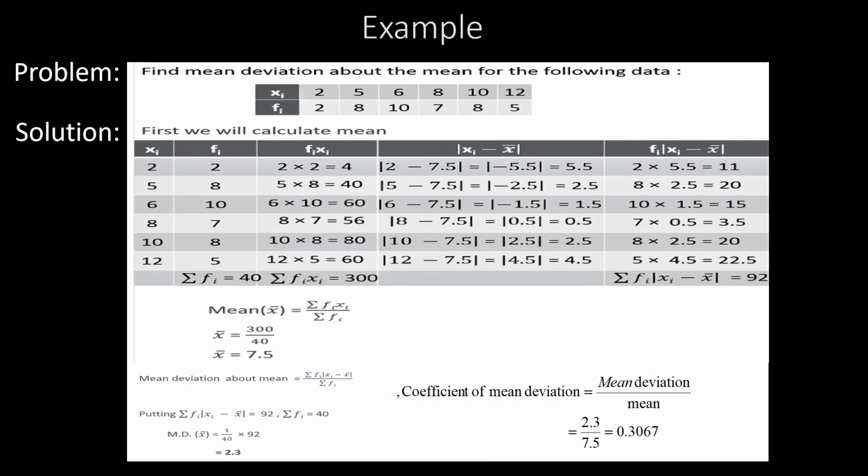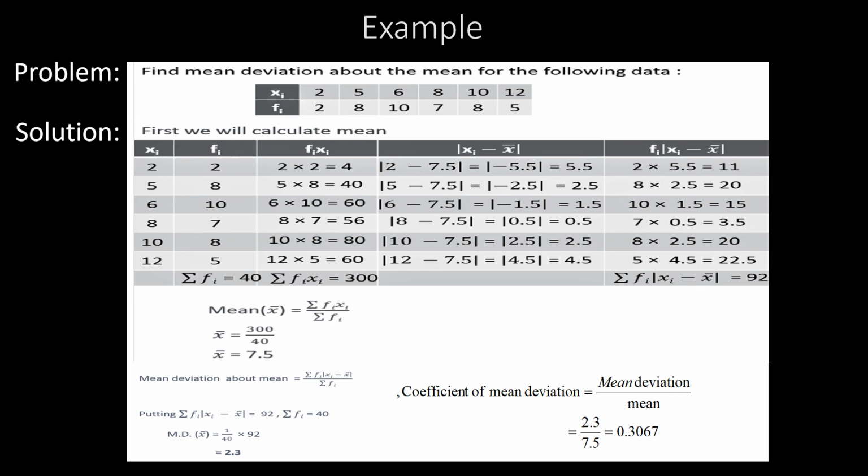And then, as it is grouped data, we have to multiply these with the frequencies given. These absolute deviations are multiplied by the frequencies, so the second column and the fourth column we have to multiply here. That is, Fi multiplied by the deviations of observations from the mean.